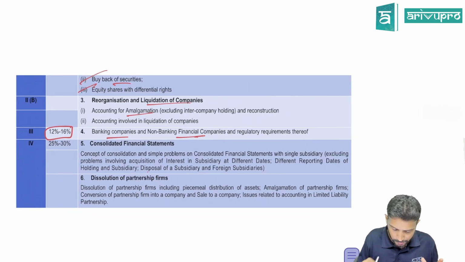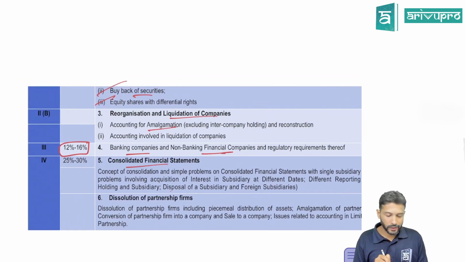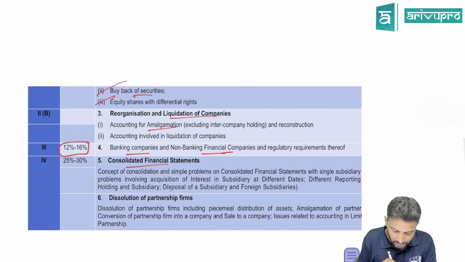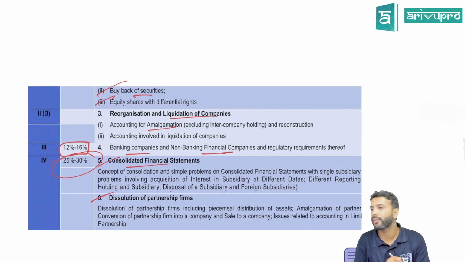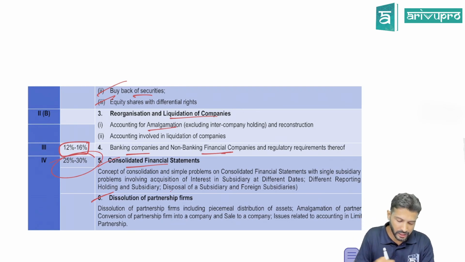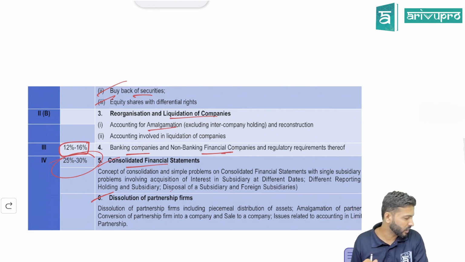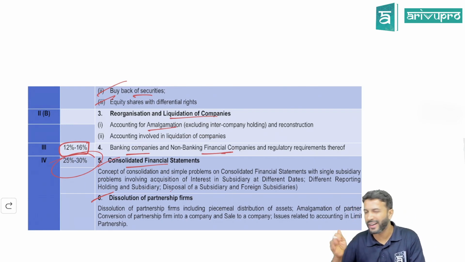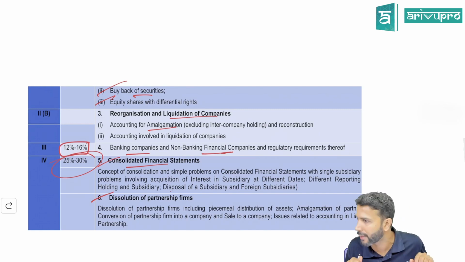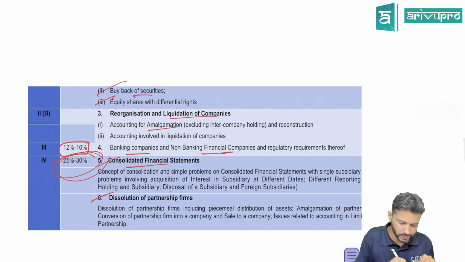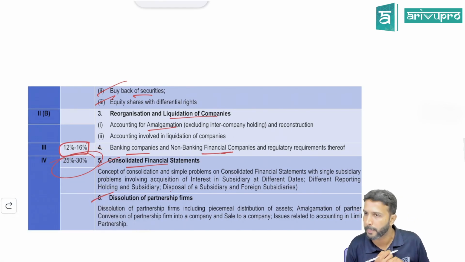Consolidated financial statements and partnership alone, these two put together account for 25 to 30%, because generally they come as a 20 marker straight question. It may be a 20 marker, a 12 marker, a 15 marker, something like that. They play around. Hence the weightage for these two topics is a little lengthier.